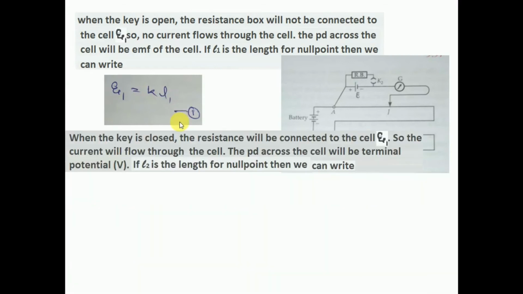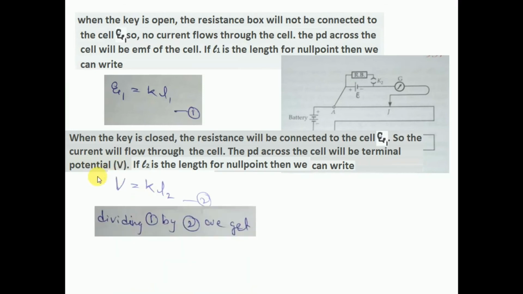So in the second case, suppose we are switching on this key, K2 is closed, at that time the current will flow through the resistance box RB, and the potential difference across the cell will be the terminal potential, not the EMF, because the current is flowing through the circuit. So let L2 be the length for the null point, at that time we can write, we will not write E because it's a terminal potential, because current is flowing this time, so V is equal to K L2, where K is a constant. So this is the principle of potentiometer.